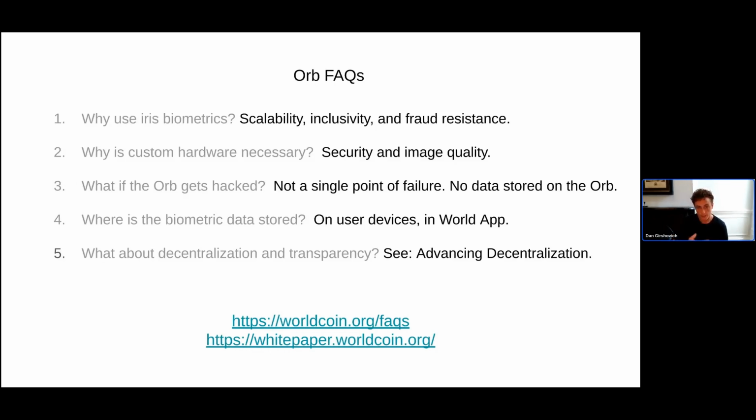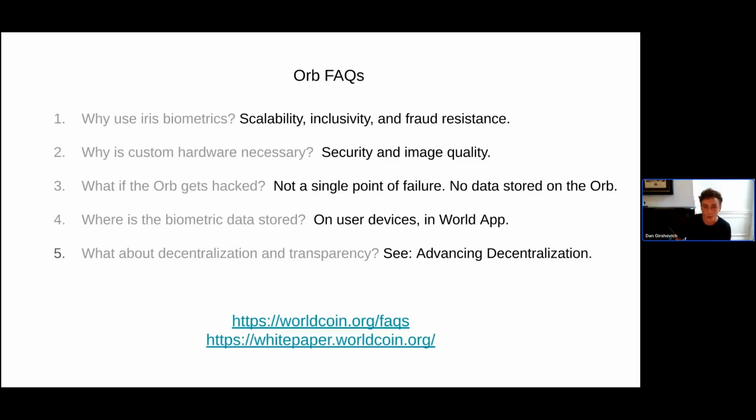And finally, iris is very hard to spoof. So there's a lot of information coming in through your eyes that the orb can use to make sure that it's not, for example, a fake eye or a modified eye. And that's not as true, for example, for fingerprints.